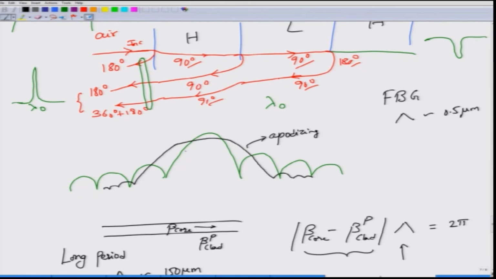However, the width of the main lobe of the gratings is inversely proportional to the length of the grating. In order to obtain, say, around 1 nanometer main lobe width, you have to take the grating length to be about a few millimeters. So, let us say around 10 millimeters or something. So, this is the length of the grating versus the pitch of the grating. So, that has to be remembered. Pitch is the period. Okay. Period is 0.5 micron for a short fiber Bragg grating.